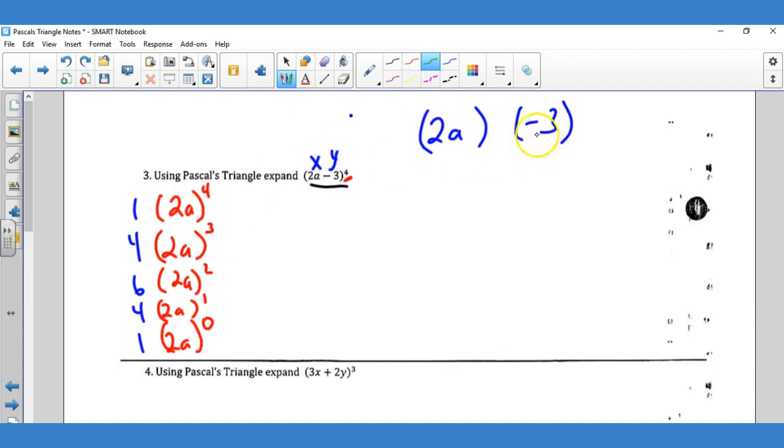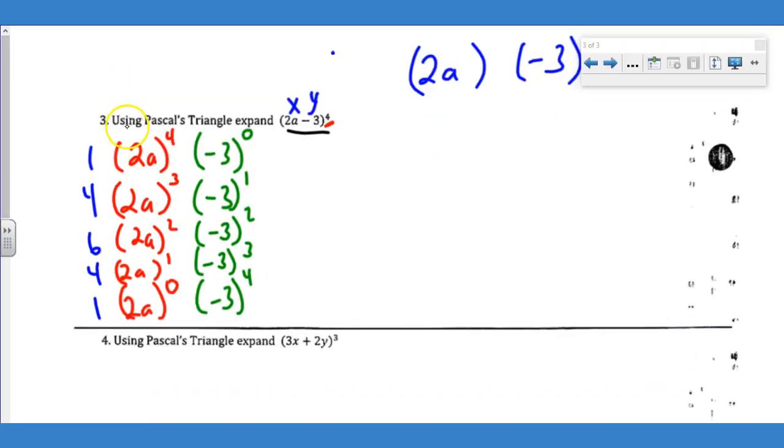Next, I'm going to do my y term, negative 3. But with negative 3, I'm going to start with 0. And then I'm going to do negative 3 again to the first, and negative 3 again to the second, and negative 3 again to the third, and negative 3 again to the fourth. The reason I'm doing this is because, see how this goes from 4 to 0? Well, this needs to go from 0 to 4. All right, let me zoom in so I have some more space.